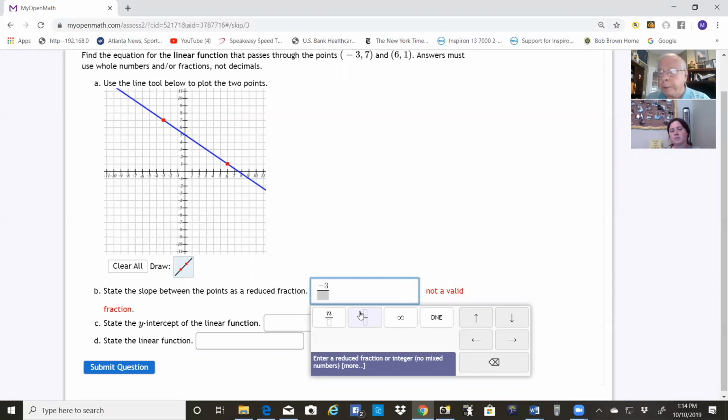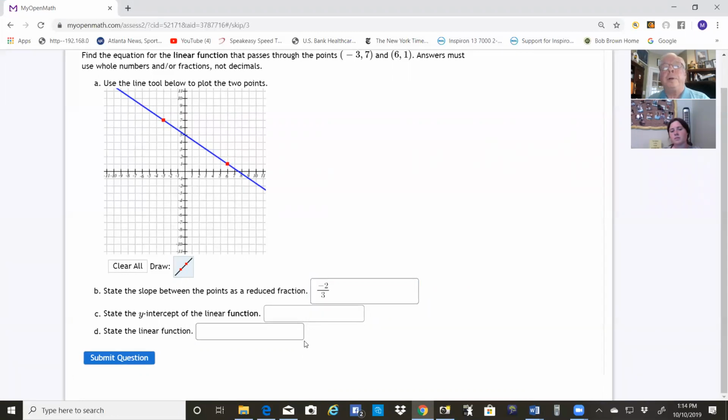Okay, I'm going to just do it this way, minus 2. I think this will work. Minus 2/3. And the y-intercept, I think it wants it to be 0 and 5. We'll find out in a minute.